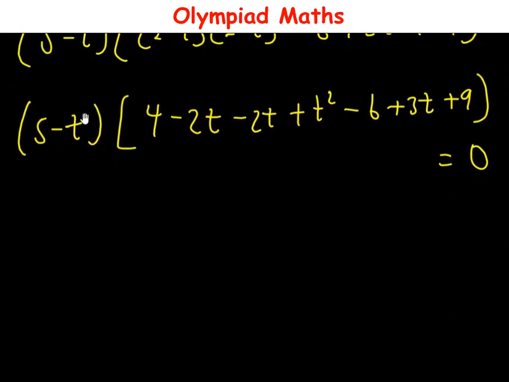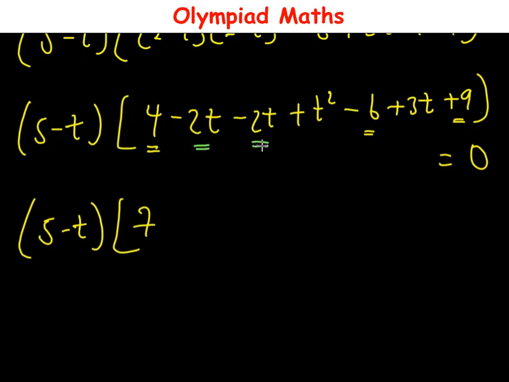So from here, what we have is in bracket 5 minus t multiplied by, so from here 4 minus 6 is minus 2, minus 2 plus 9 is equal to 7. Then we have minus 2t minus 2t, which is minus 4t, plus 3t. Minus 4t plus 3t is equal to minus t.